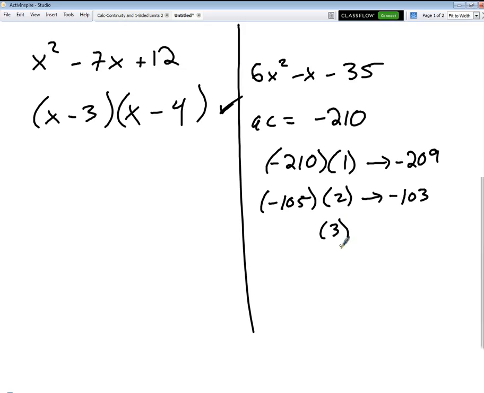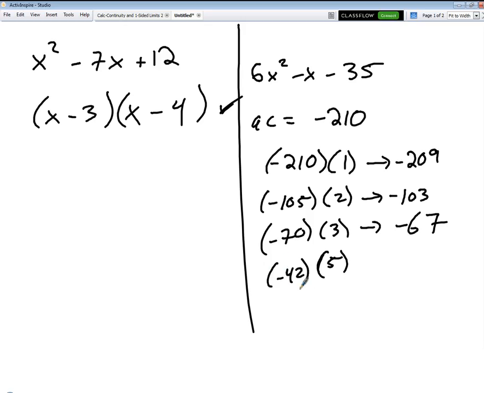So now, this is going to be a 3. What's this going to be on this side? So those add to 7. Okay, does 4 go into 210? No. Does 5? Yeah. So 5 times negative 42. So those add to, okay.